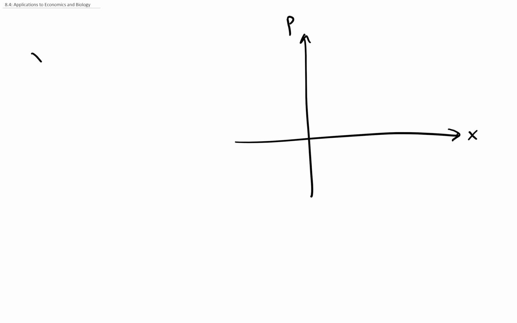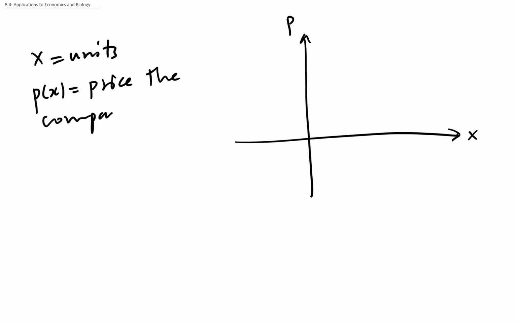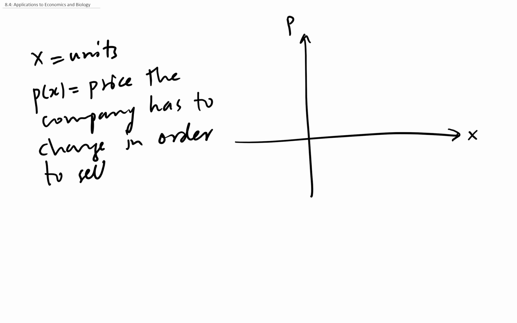Say we have x units of some product. And p of x is the price, so say like the price that the company, or an individual, has to pay or to charge in order to sell X number of units of some product.